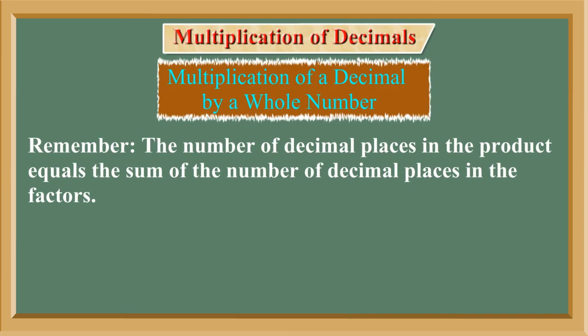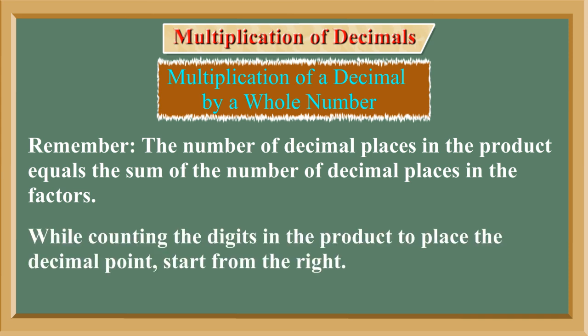Remember, the number of decimal places in the product equals the sum of the number of decimal places in the factors. While counting the digits in the product to place the decimal point, start from the right.